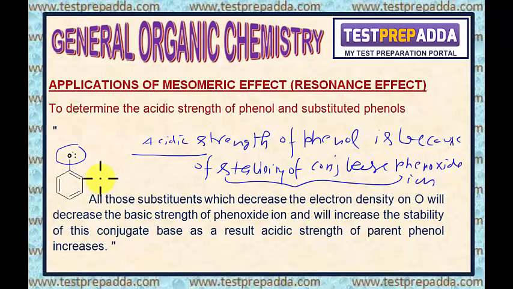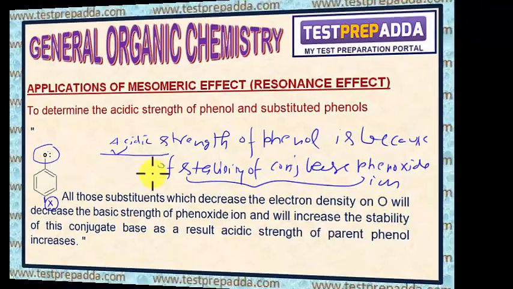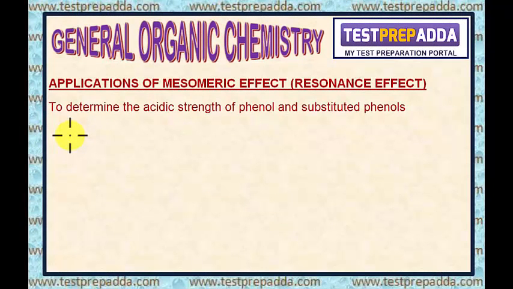So if you're substituting any group, for example, you're substituting group X. If this group X is electron withdrawing, it will decrease the electron density of this O. If electron density on O decreases, it will become a weaker base. Weak base means more stability. More stability here means parent will be more acidic. Okay. Now to understand this, I'll take an example here. Consider this compound.